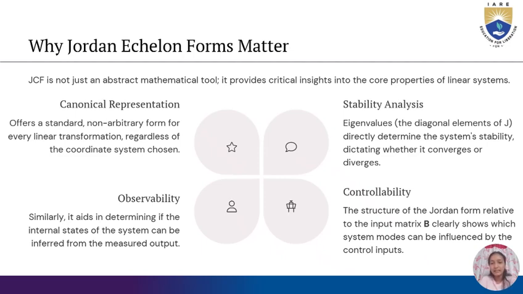Coming to stability analysis, eigenvalues, the diagonal elements of J directly determine the system stability, dictating whether it converges or diverges. Observability. Similarly, it aids in determining if the internal states of the system can be inferred from the measured output. Controllability. The structure of the Jordan form relative to the input matrix B clearly shows which system modes can be influenced by the control inputs.